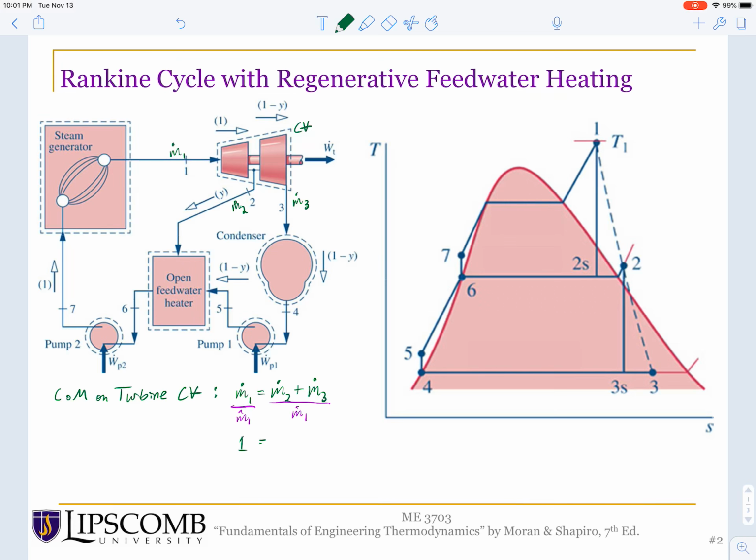Okay, so I end up with 1 equals a ratio, and at this point we're going to define, so we'll let variable y be defined as M2 over M1. So y represents the fraction of the fluid that we bleed off after our first turbine. And if that's the definition of y, then substituting that back in to the conservation of mass shows us that M3 over M1 must be equal to 1 minus y. So this is just a convenient way of reducing this to a fraction.